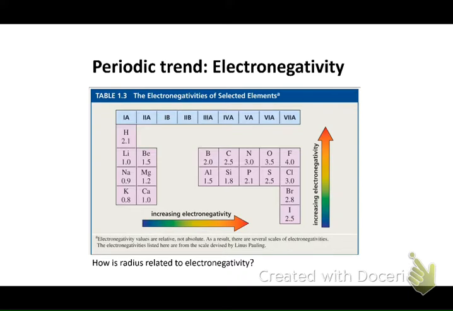It's the attraction of an atom for electrons in a bond. And it is related to the radius, the ionization energy, and the electron affinity. You put all those things together, and it all points towards, again, the top right-hand corner being the most electronegative.